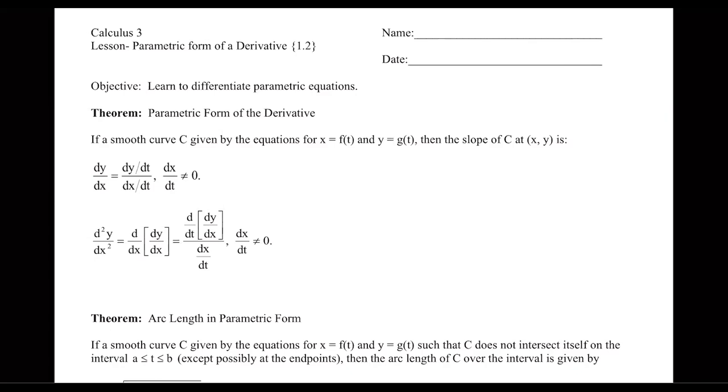Yeah, so we want the natural progression to feel just that. We want it to feel natural, but sometimes it just doesn't. Right? So if a smooth curve C is given by the equations x equals f of t and y equals g of t, then the slope of C at x comma y is equal to blah, blah, blah, right? So you look at this, and hopefully, as we go through it, it'll make some semblance of sense.